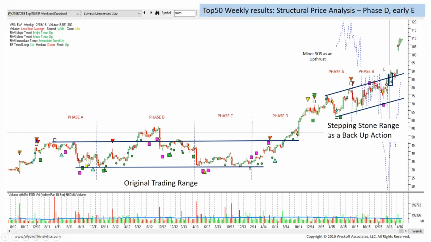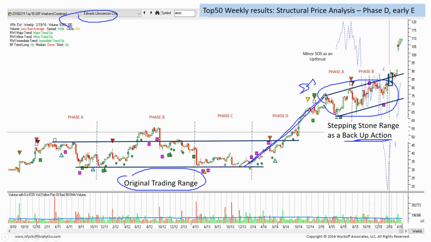Another example, and we've discussed this stock in the classroom, Edwards. The original trading range had a very substantial sign of strength rally right here in phase D, and this is where we're creating another range, which is a smaller range, a stepping stone range, and it acts as a backing up action to the sign of strength. And even by the price structure, how the price is creating higher lows and higher highs, we already see that structurally we have a strong stock.